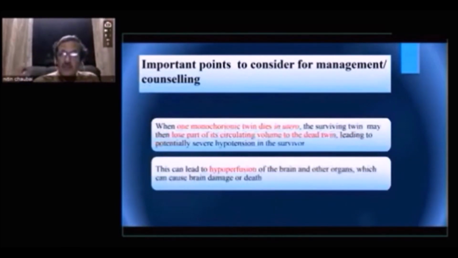We should also keep in mind and explain to the parents that if one of the monochorionic twins dies in utero, the surviving twin may lose a part of its circulating volume to the dead twin, giving rise to severe hypotension in the survivor. This can give rise to hypoperfusion of vital organs like the brain, intestine, etc., and that can cause brain damage and death. This is very, very important to be kept in mind. So how do we go about it?